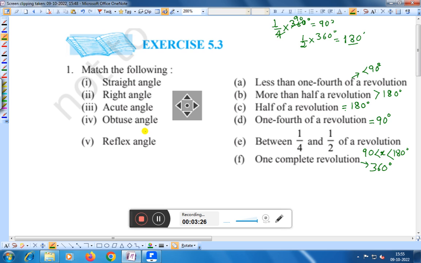Therefore, a straight angle looks like this. This is a straight angle, that means 180 degrees, right? 180 degrees, that is C. 1 matches with C. A right angle means 90 degrees, 1/4 of a revolution. Number 2 is 1/4 of a revolution.